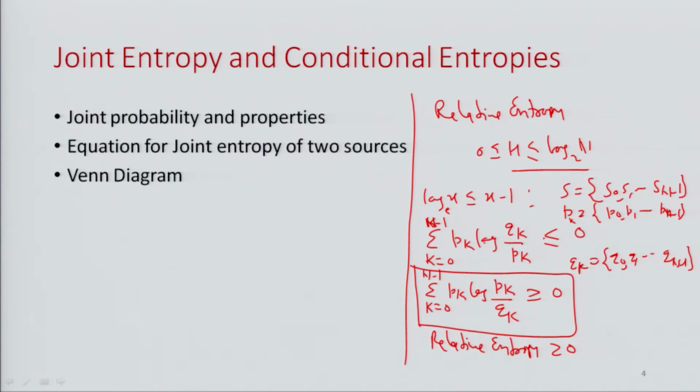And when p k equals q k, suppose, then the relative entropy R e equals log 1, which is 0. So the relative entropy will become 0, and then the equality will hold. This is all about the relative entropy, when we calculate the entropy for the source with one probability distribution in respect to the other probability distribution.